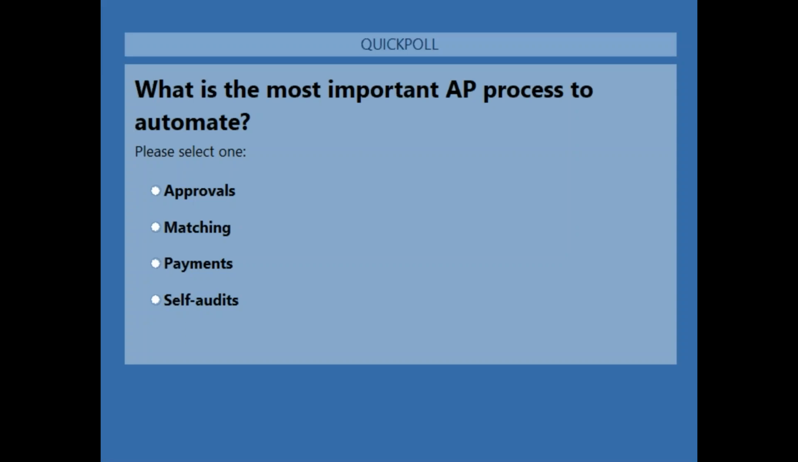All right, we have our third polling question. We've got one more to go after this. And the question is, what's the most important AP process to automate?